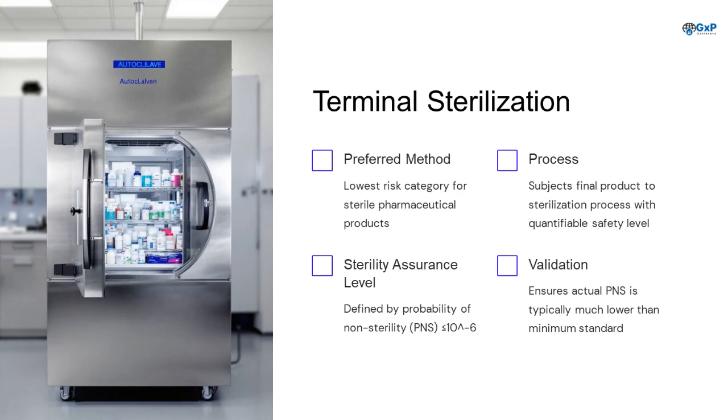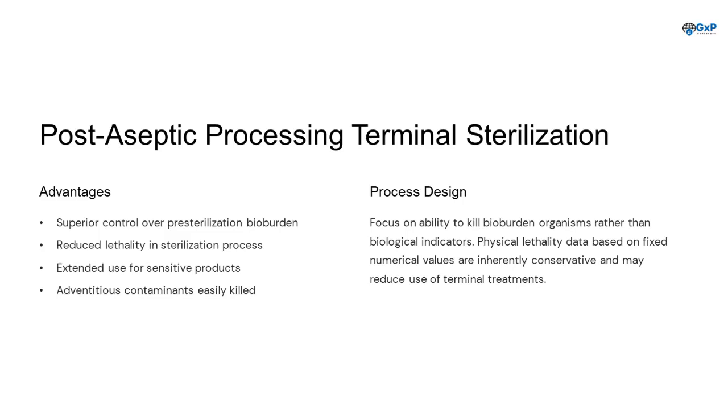Terminal sterilization is the preferred method for sterile pharmaceutical products due to its low risk. The process subjects the final product to sterilization with quantifiable safety levels, ensuring a probability of non-sterility, PNS, of less than 1 in a million. Post-aseptic processing terminal sterilization offers superior control over pre-sterilization bioburden and reduced lethality in the sterilization process. It extends the use for sensitive products and deactivates contaminants effectively, focusing on killing bioburden organisms.